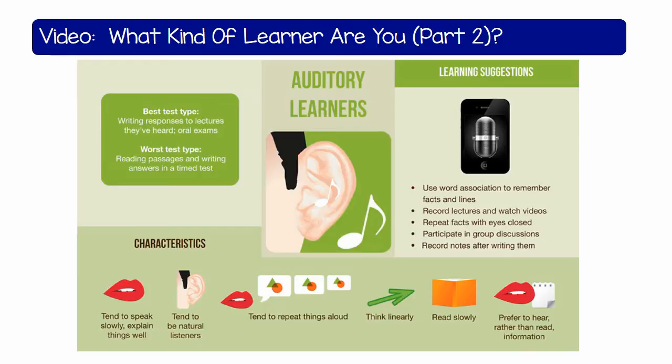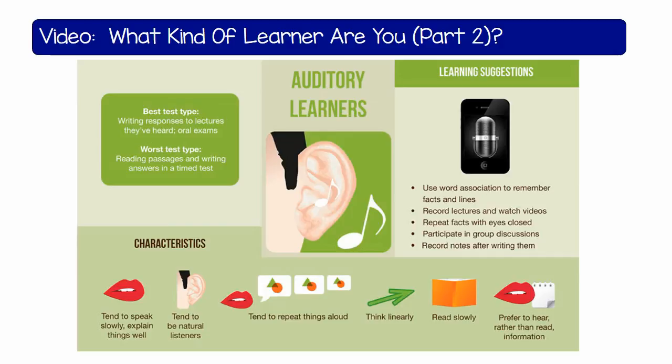The auditory learner uses word associations to remember facts and lines. Some suggestions: record lectures and watch videos. Repeat facts with your eyes closed. Participate in group discussions. Record notes after writing them.